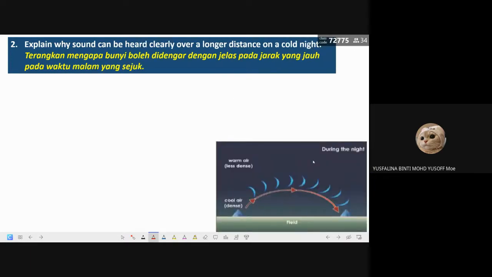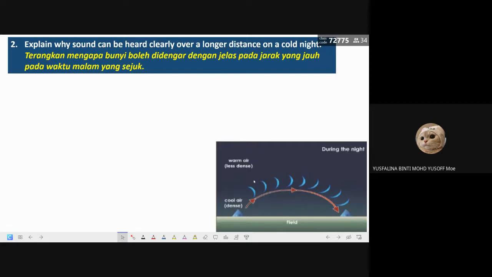And then what happens during the night time? During the night time, you can hear the sound clearly, even when it's very far. So why? At the bottom of the layer of air here, it will become cool air, and at the upper part of the layer it will become warm air. So it means it travels from dense to less dense.